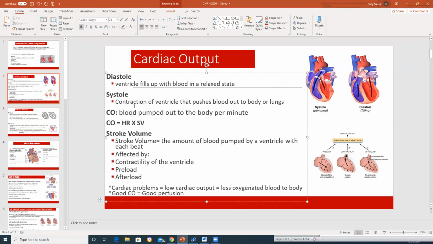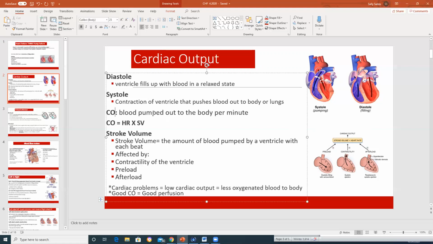And then systole is the contraction. That's when the right ventricle actually contracts to push this blood up through the pulmonary arteries and into the lungs to be reoxygenated. And the same goes for the left ventricle as well. So diastole is resting and filling, and then systole is actually the contraction that pushes the blood through to either your body or your lungs.